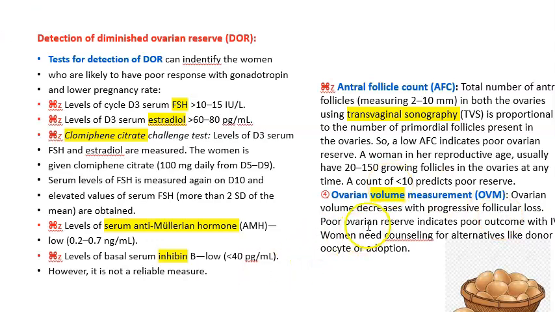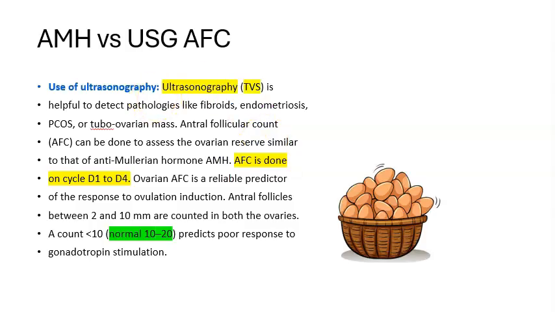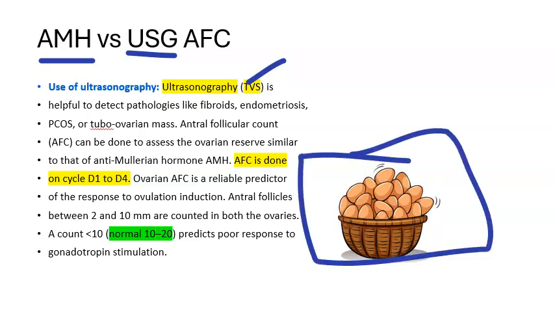Fine? Not the number. Here they're talking about the volume. So did you understand? There are many ways of checking the ovarian reserve. So how can you compare AMH and ultrasound, which we told you, the transvaginal ultrasound, to detect the ovarian reserve?